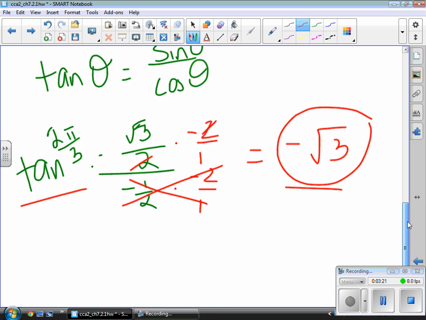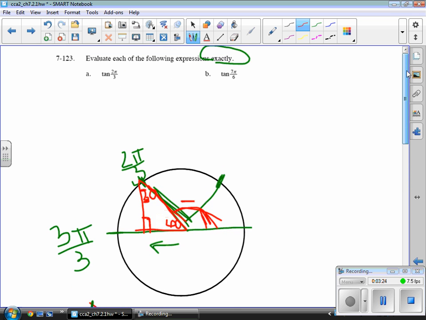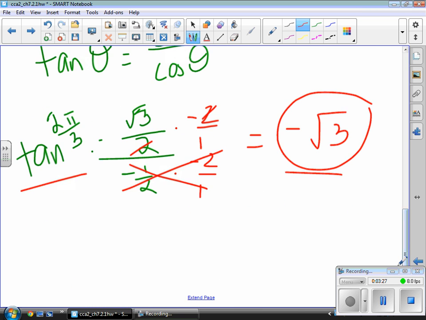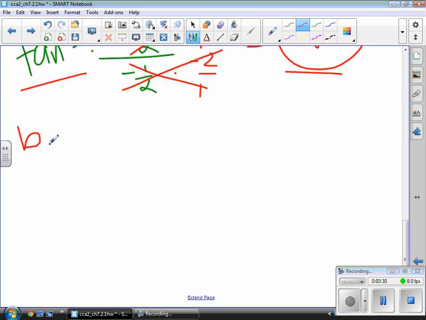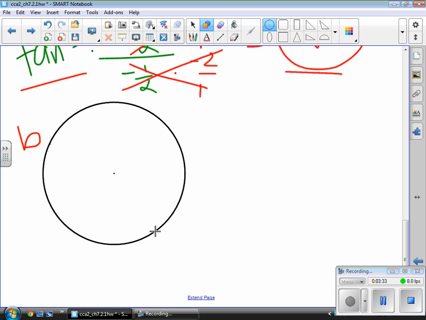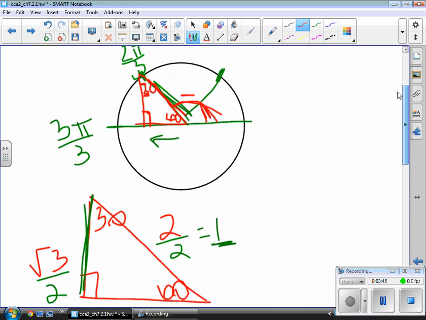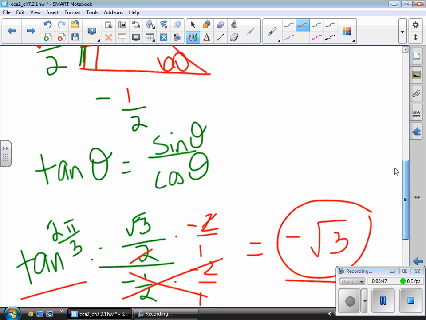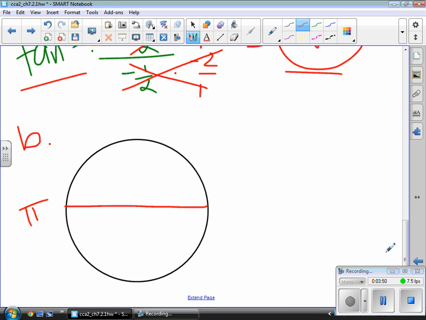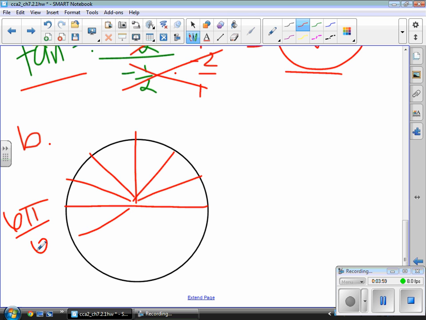My second part, part B, is the tangent of 7 pi over 6. So let me draw another circle. All right, let's figure out how we get 7 pi over 6. So here's pi again. I think it's really helpful to draw this circle every time, rather than totally memorizing the unit circle, which you can. I want 6 pieces, so each of these is going to be worth 30 degrees. And I want 7 pi over 6. So this is 6 pi over 6, so I really need to go down here to 7 pi over 6.